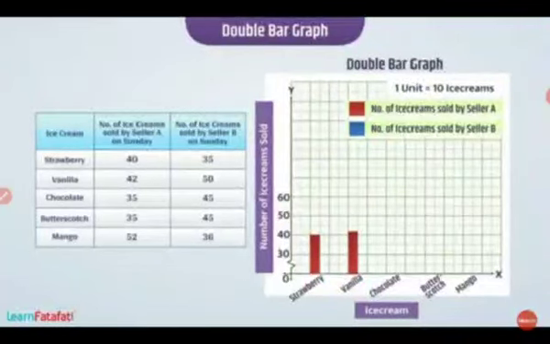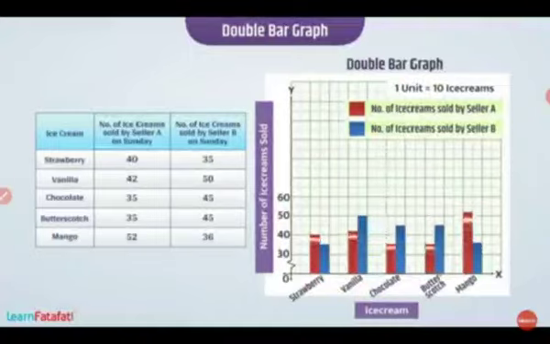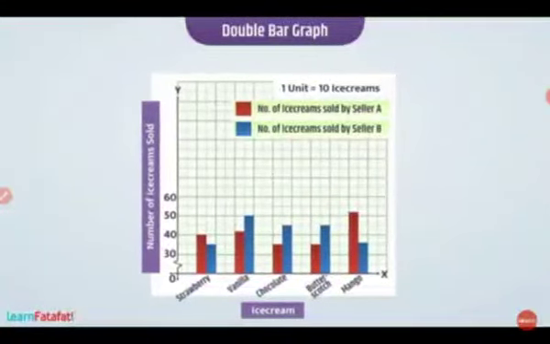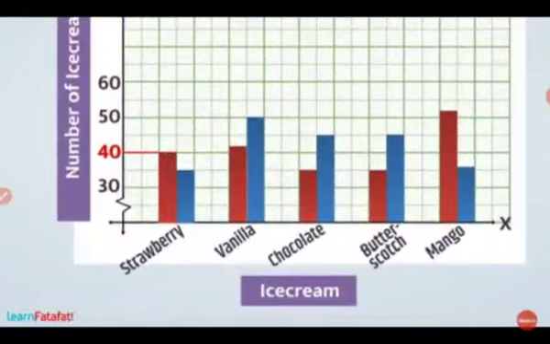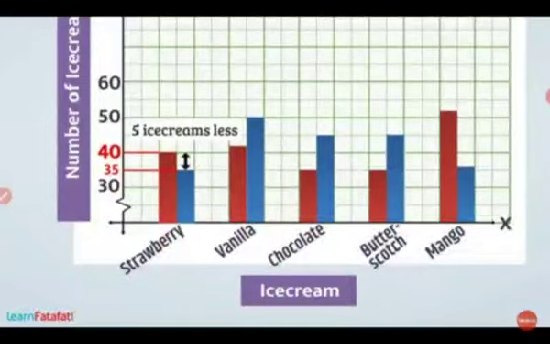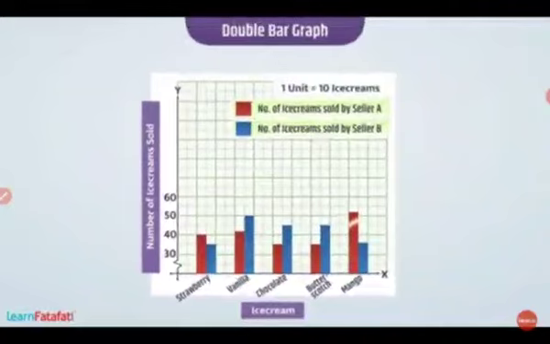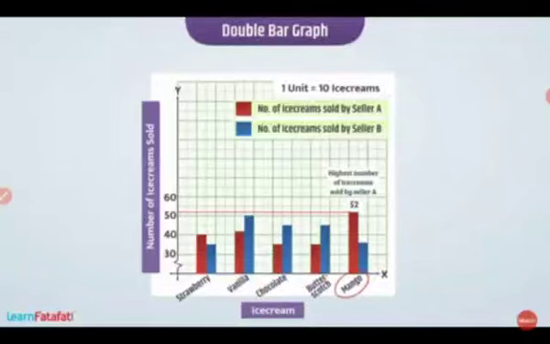In the same way, we will finish drawing a double bar graph of the given data. Note that we have used different kinds of bars to represent each seller. Let's understand some of the advantages of double bar graphs. As you can see, we can easily compare the sales of ice creams by two sellers on the same graph. For example, seller A sold 40 strawberry ice creams, while seller B sold 35 ice creams, that is, 5 ice creams less than seller A. Highest number of ice creams sold by seller A is 52, which is mango ice creams, while highest number of ice creams sold by seller B is 50, which is vanilla ice creams.